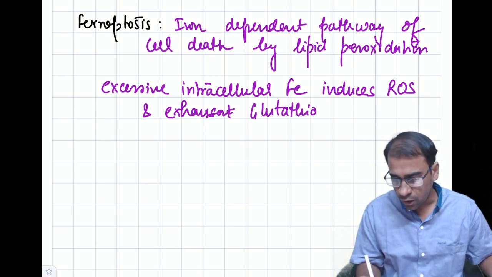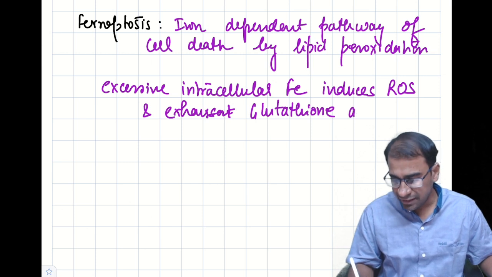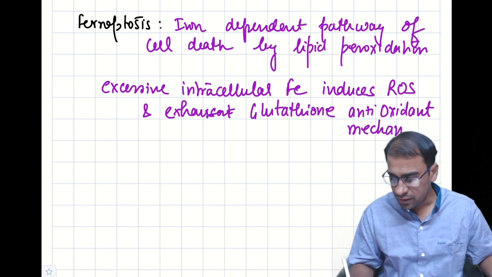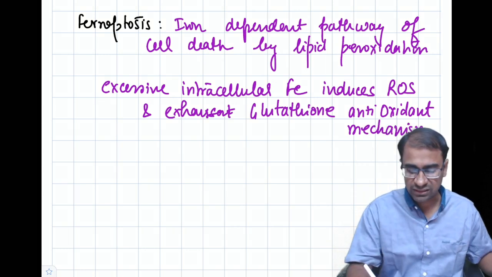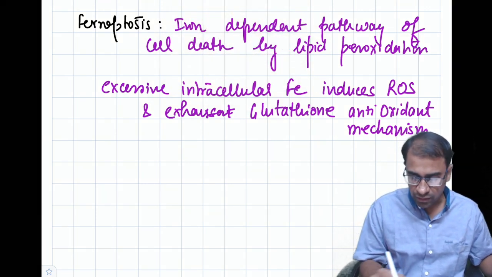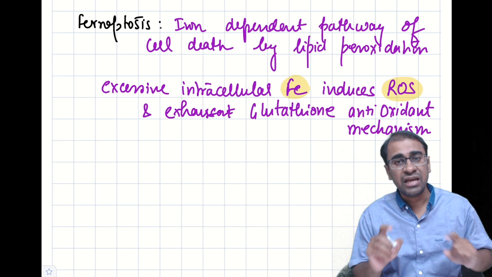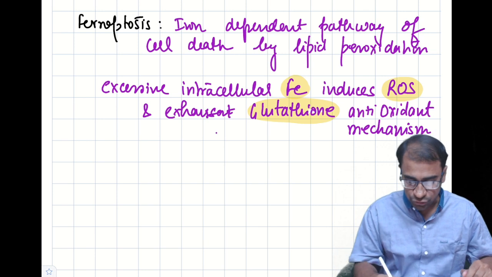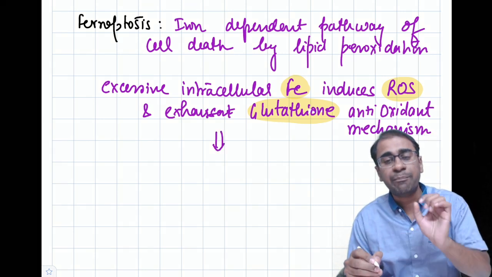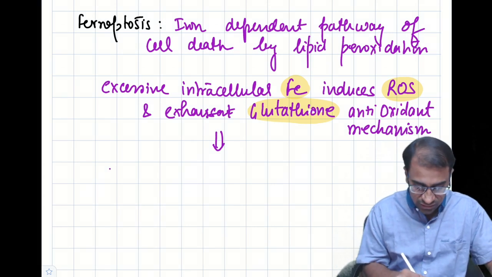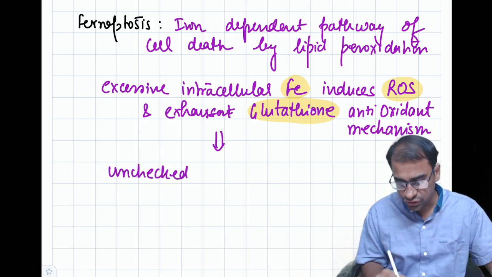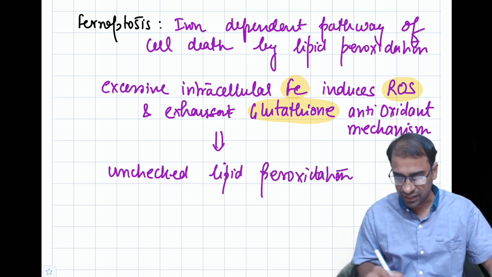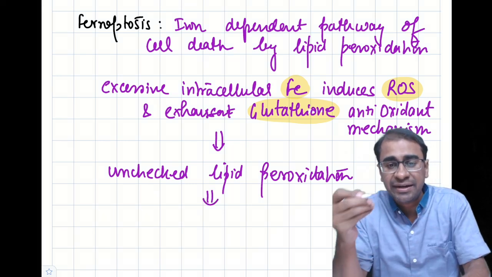This is very, very important: the glutathione antioxidant mechanisms. Please understand a few important things about this cell death. Iron induces reactive oxygen species, and this depletes all the glutathione. It is exhausting or depleting, and this leads to cell lipid peroxidation and eventually cell death. It causes unchecked lipid peroxidation.